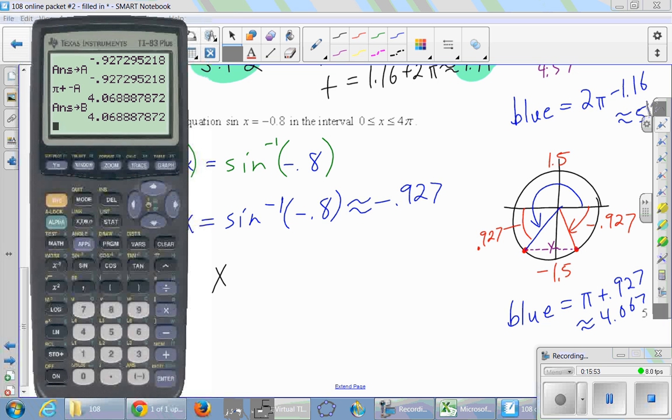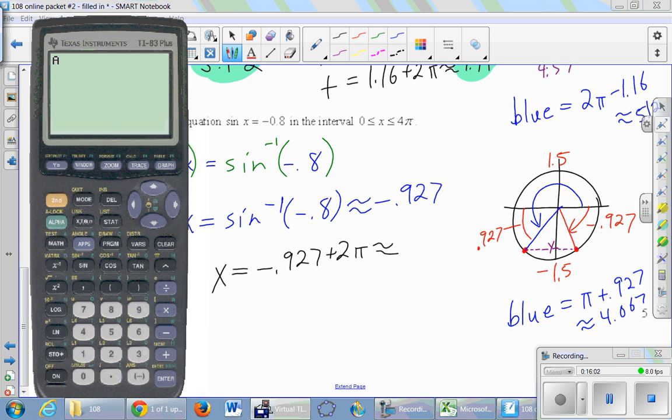So we'll write down here another x is negative 0.927 plus 2 pi. So let's do that up here. That was the a, negative 0.927 plus 2 pi. There's a perfectly good angle that's in the domain for us. So 5.356. Just for kicks, let's see if we can squeeze another 2 pi out of this one. Add 2 pi more. 11.63. Is that more or less than 4 pi?